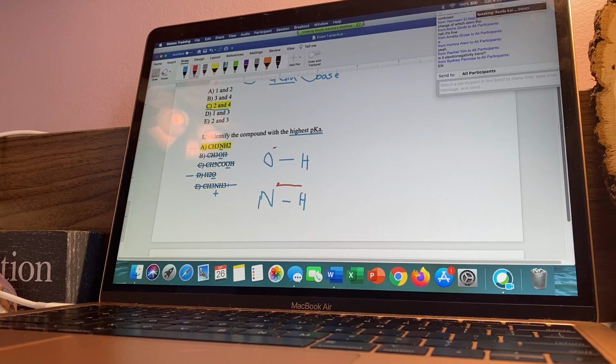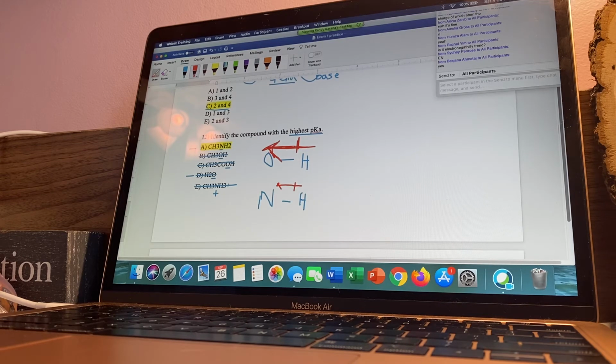Okay, so since we're looking across the period, we can think, okay, oxygen or nitrogen has a dipole, sure. Oxygen has a much bigger dipole, right? And so if you have a really big dipole, that bond is going to be really weak. Making sense?